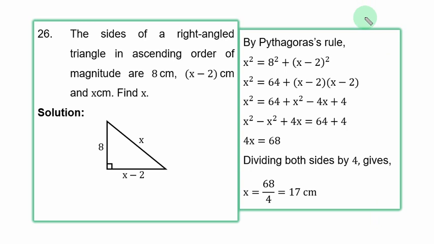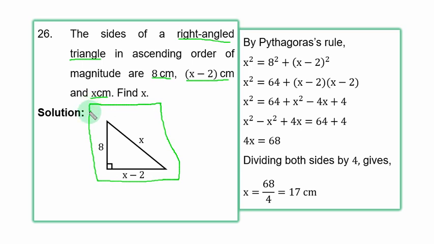Example 26. The sides of a right-angled triangle in ascending order of magnitude are 8 centimeters, s minus 2 centimeters, and s centimeters. Find s. So this is a right angle triangle. From the question, the sides follow ascending order. That means from the least to the highest.